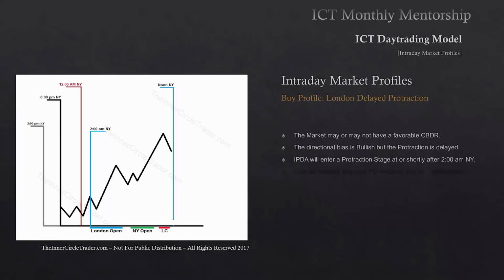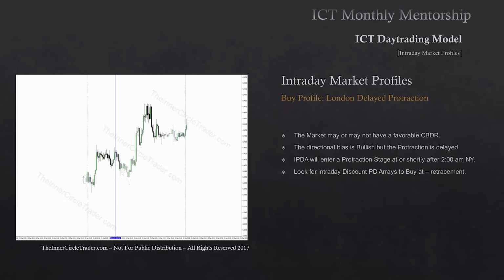IPTA will enter a protraction stage at or shortly after 2 a.m. New York, and you're going to be looking for a discount PD array to buy at during a retracement that will occur at or shortly after 2 a.m. New York time. An example seen here, the market starts up and it doesn't give us a real clear picture right away. It starts moving higher, doesn't give us that big move lower or initial drop down.